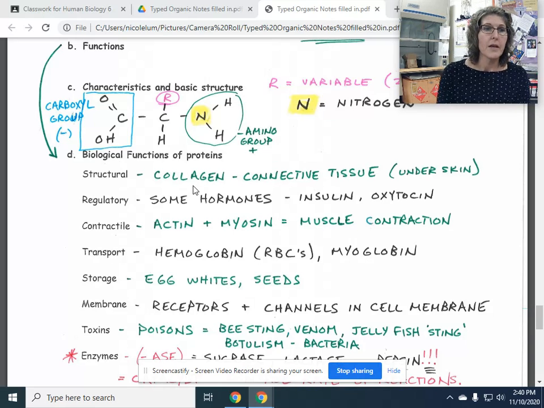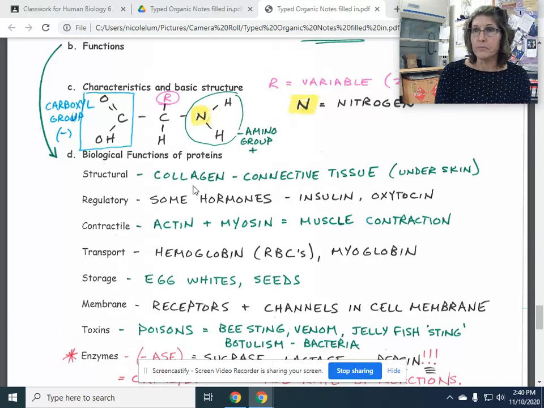Contractile: proteins that are contractile are actin and myosin, your muscles, muscle contractions. So when we get to histology and we talk about different types of muscles and we look at the banding and actin myosin bands within them, it's actually protein bands that you're able to see.